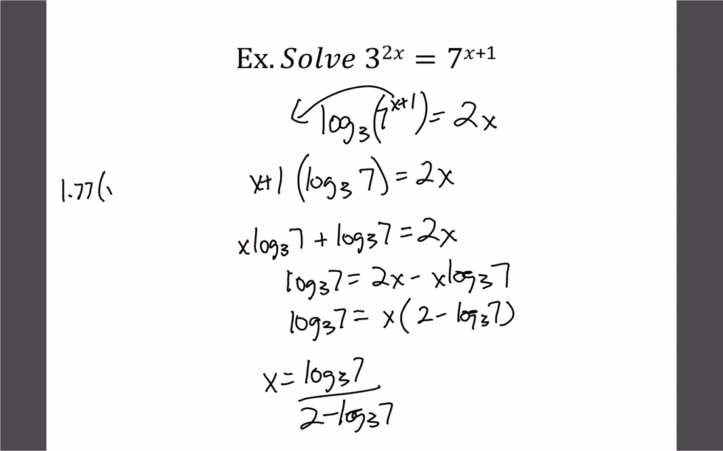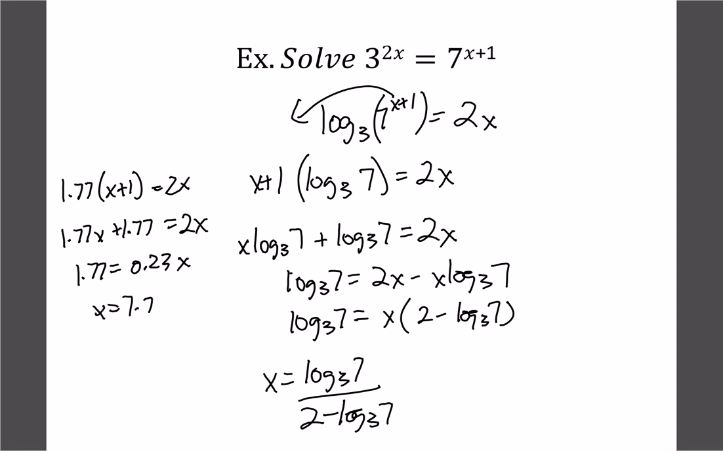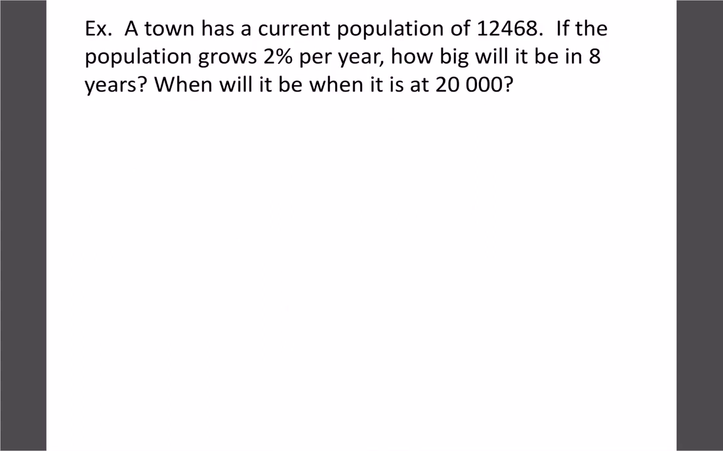So if we go 1.77 times x plus 1 equals 2x, FOIL that out, and subtract the 1.77x, so we get 1.77 equals 0.23x. So 1.77 divided by 0.23, we end up getting 7.7. So that's what all of this would equal as an exact value. It would be 7.7 as a decimal. Okay, so be careful with exact. They tend to get a little bit confusing, but just follow normal rules and you should be fine.